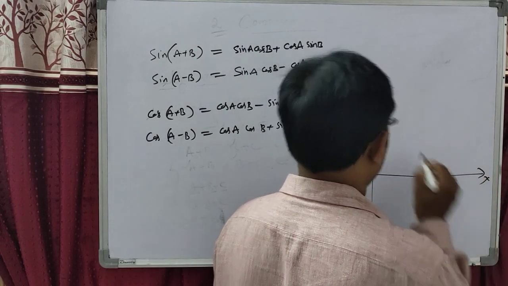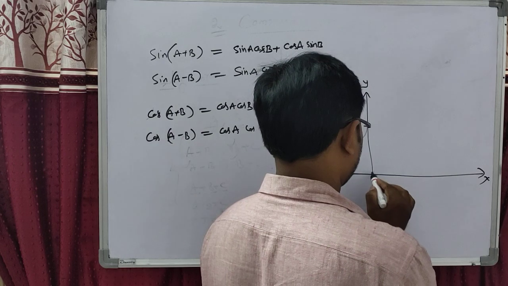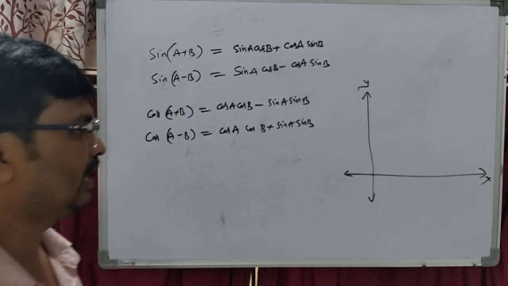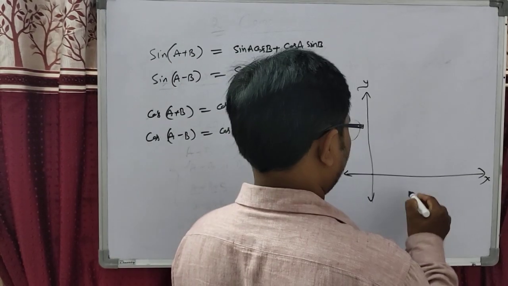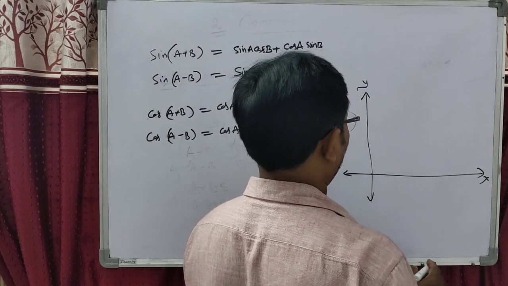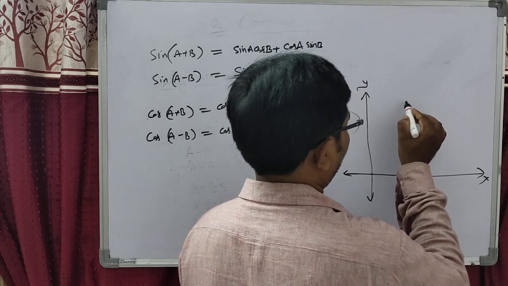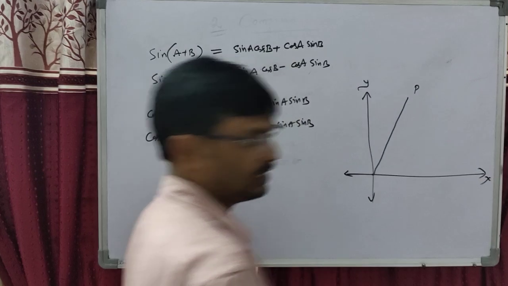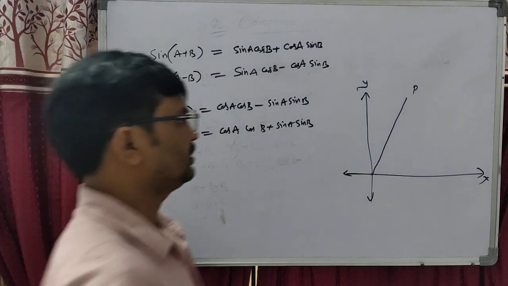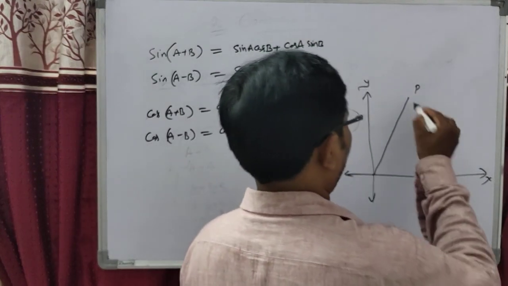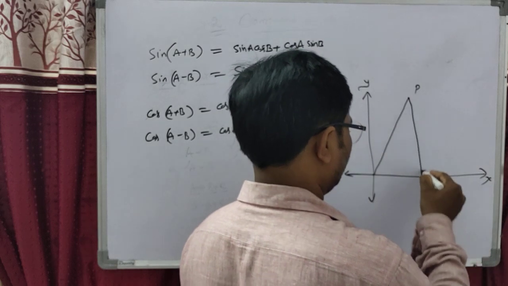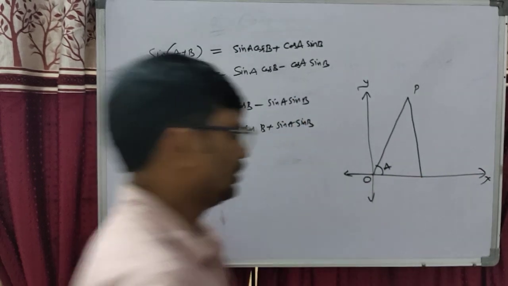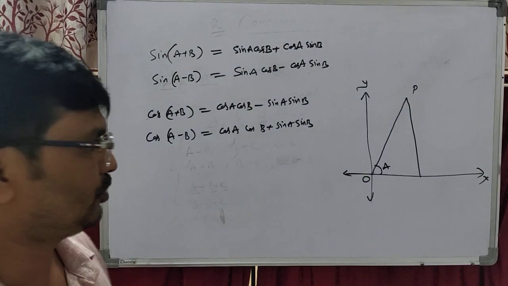Suppose, dear students, we take the x and y axes. This is the coordinate plane. We take a vector along the x-axis as i bar, and along the y-axis as j bar. Suppose we take the point P like this, and draw the perpendicular here. Suppose this line OP makes an angle A with the positive direction of the x-axis.